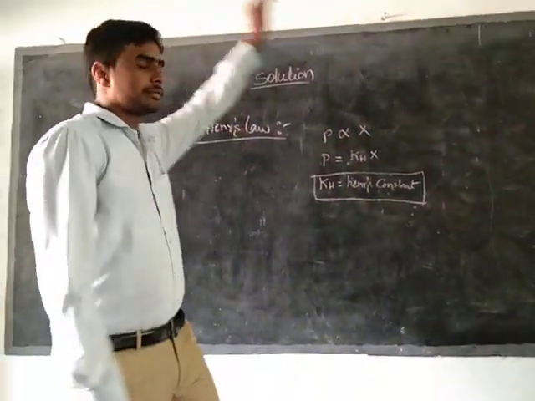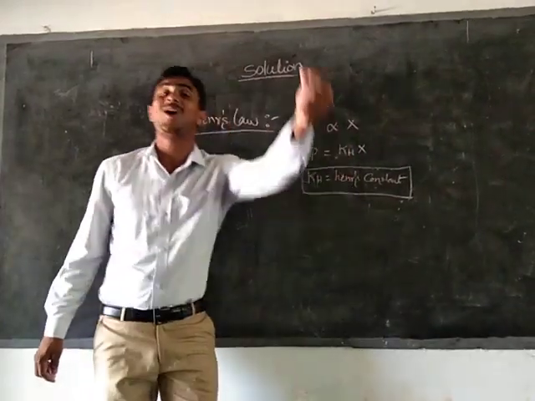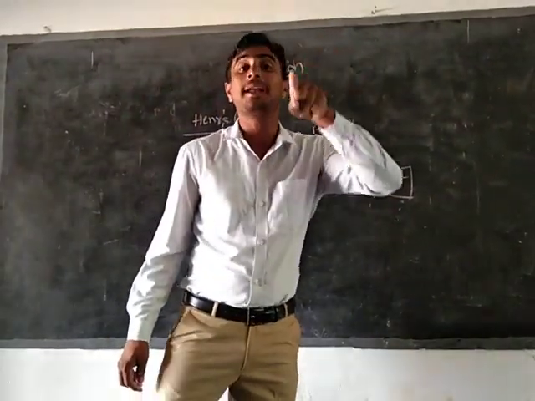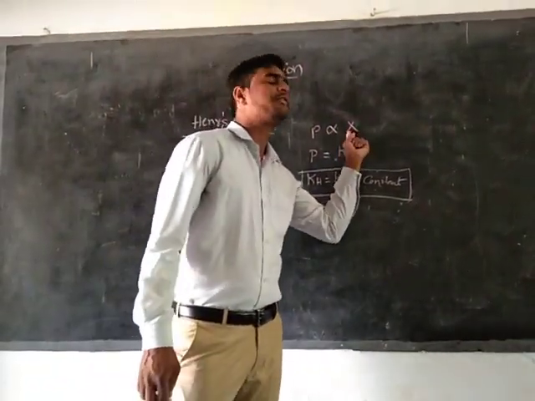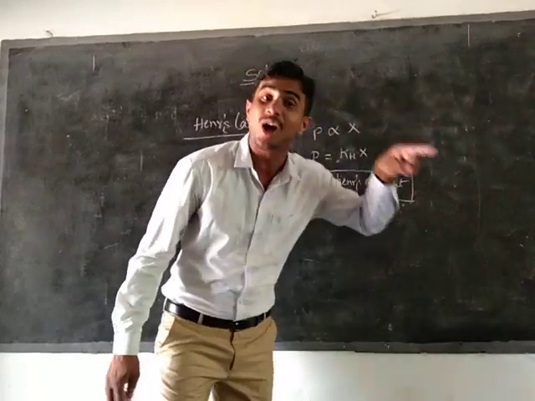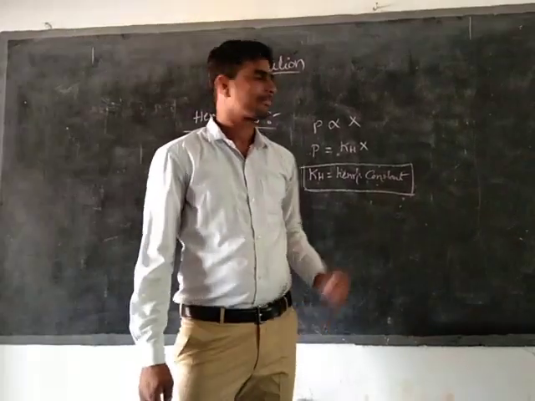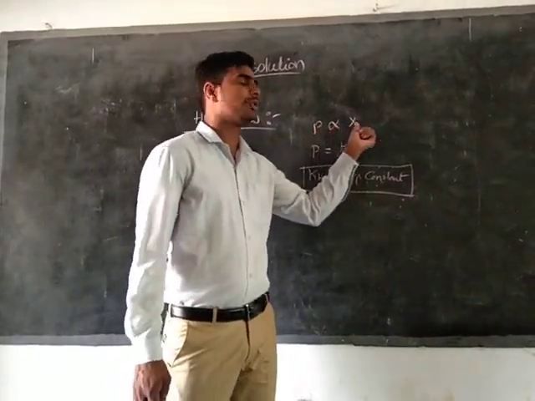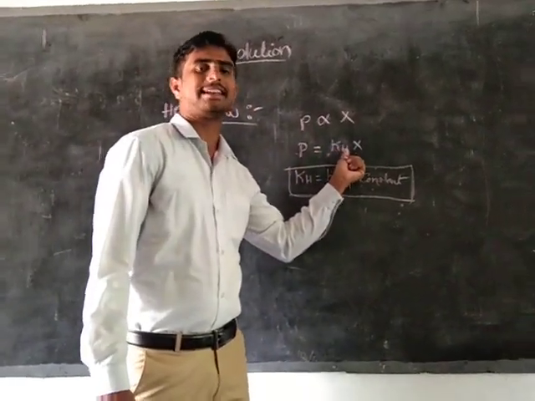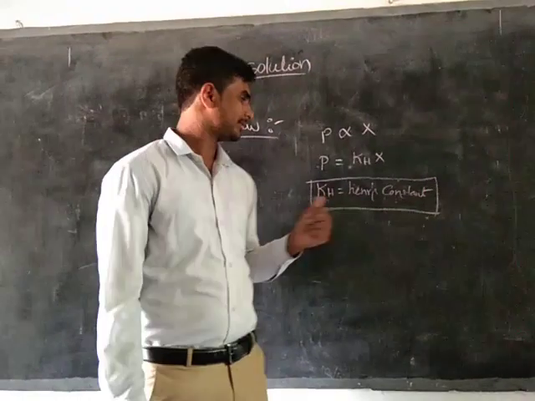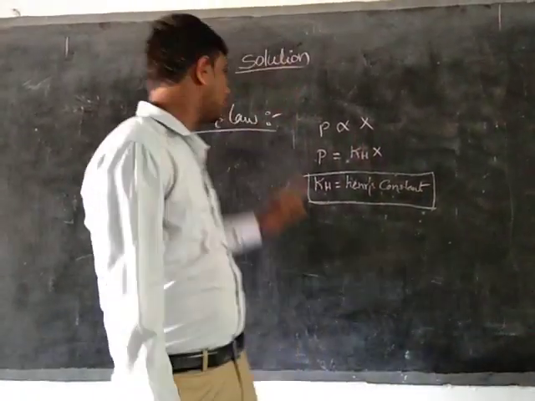Once again, what is the meaning of Henry's law? The partial pressure of the gas in the vapor phase is directly proportional to the mole fraction of the gas in the solution. P is directly proportional to X. P equals KH, where KH is Henry's constant, into X. So KH equals a constant value, Henry's constant.